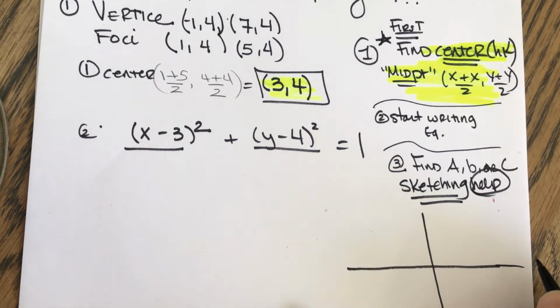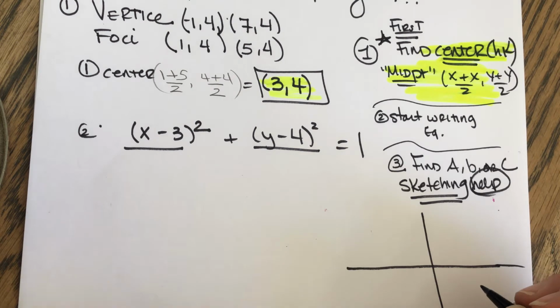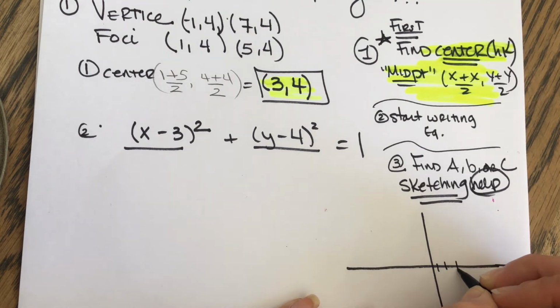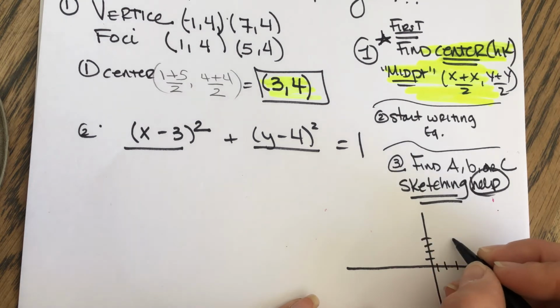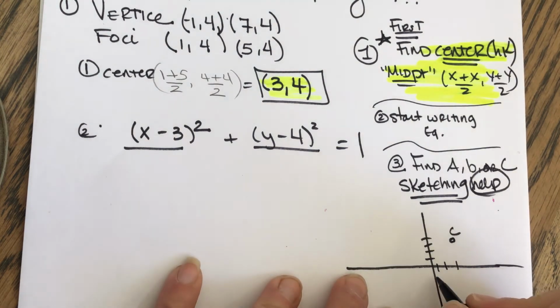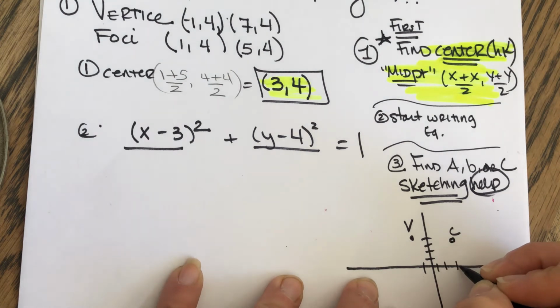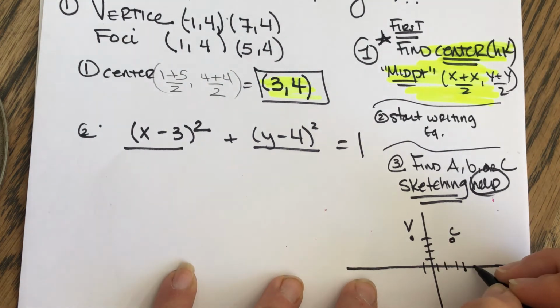My center, again, you guys can see it from the coordinates, but it's fine. So your center is 3, 4. Okay, so let's see. 1, 2, 3, 1, 2, 3, 4. Here's 3, 4, here's my center. Now, my vertices are negative 1, 4, big V, and 3, 4, 5, 6, 7, 4.